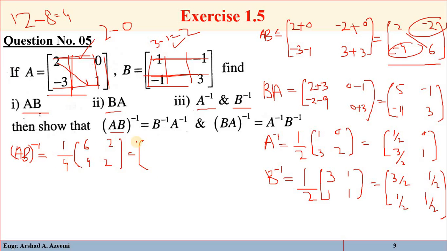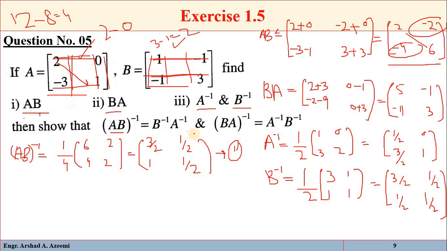6 multiplied by 1 by 4, so it will be 3 by 2. 2 multiplied by 1 by 4, it will be 1 by 2, and 4 multiplied by 1 by 4, it will be 1. 2 multiplied by 1 by 4, it will be 1 over 2. So this is the inverse of AB.